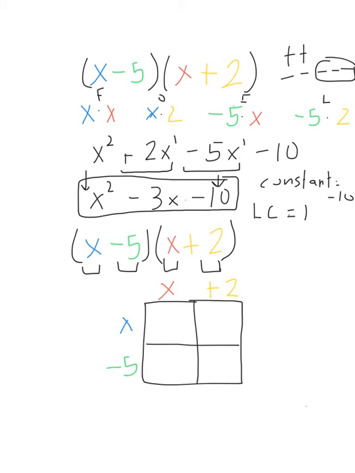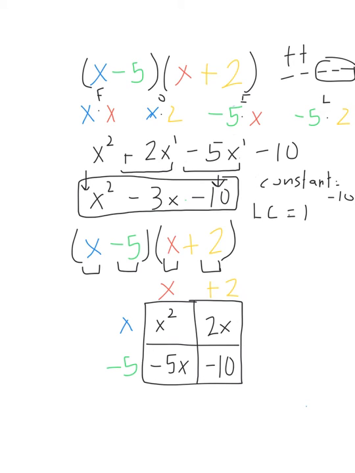So now it's similar to what we did before. So we're going to multiply the blue x times the red x. So x times x is x squared. And then we're going to multiply the blue x times the yellow 2, which gives us 2x. And then the red x times the green -5 is -5x. And the green -5 times the yellow 2, which gives us -10.